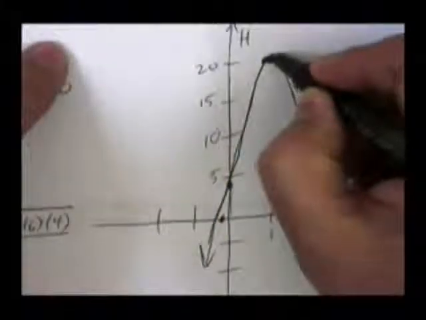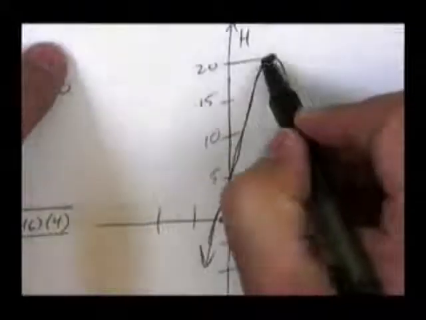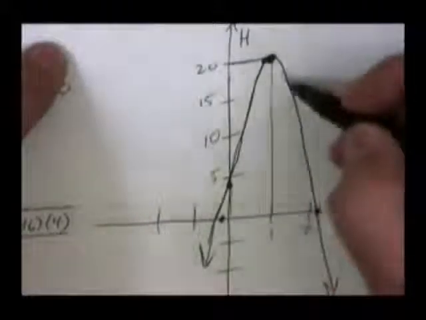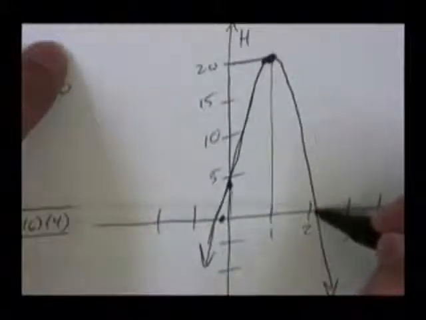What's the maximum height of the ball? The maximum height is right up here, and the height value is 20, and the time that occurs is 1. And then how many seconds will it take for the ball to hit the ground? Well, when it hits the ground, the height is 0, and that occurs down here at that x-intercept. So notice we can use all of the values here that we found to answer these questions.